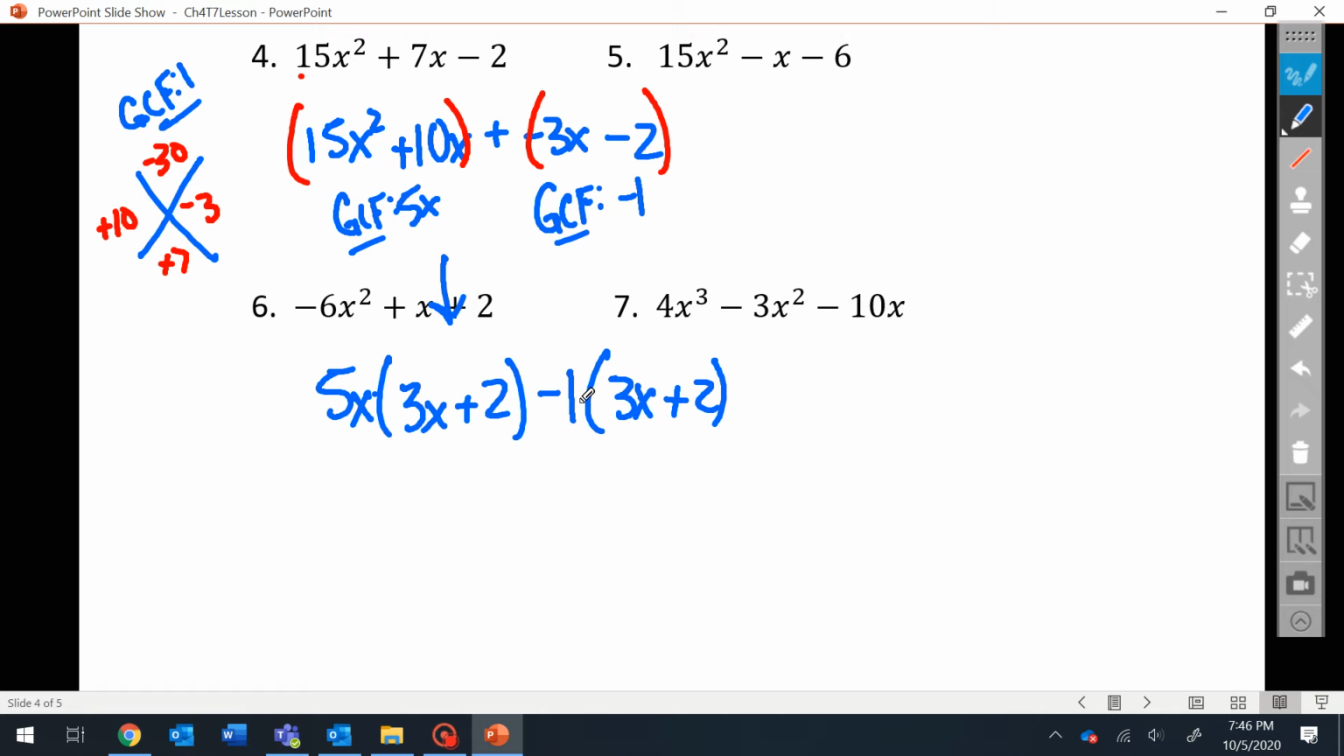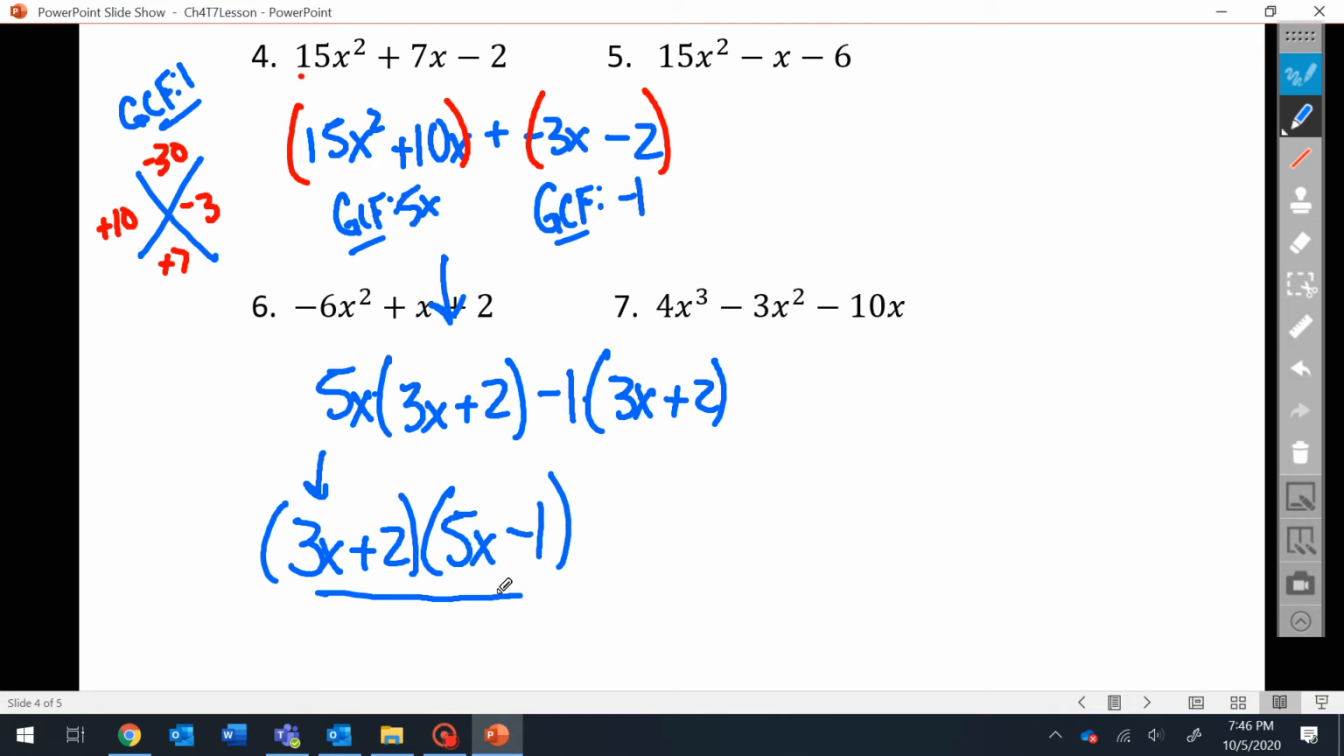Which means the first term has a factor of 3x plus 2. The second term does as well. So I can factor 3x plus 2 out of each term, and what I'm left with, 5x for the first term and minus 1 for the second term. So the factored form of the original problem, 3x plus 2 times 5x minus 1. Those are the two factors.